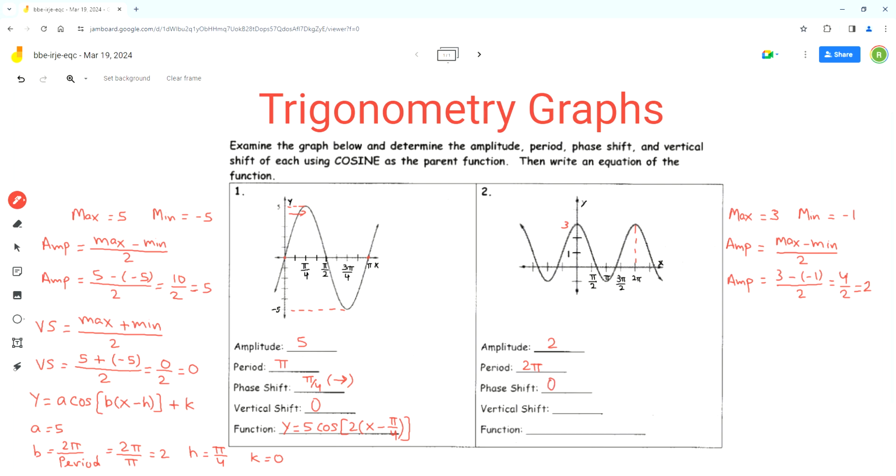Now for the vertical shift, we can use the formula. The vertical shift formula is max plus minimum divided by 2. Now we can sub in the values. The maximum is 3 plus -1 divided by 2. Now 3 plus -1 is equal to 2. So we get 2 over 2, which is equal to 1. So in this case, there is a vertical shift of 1 unit in the upward direction.